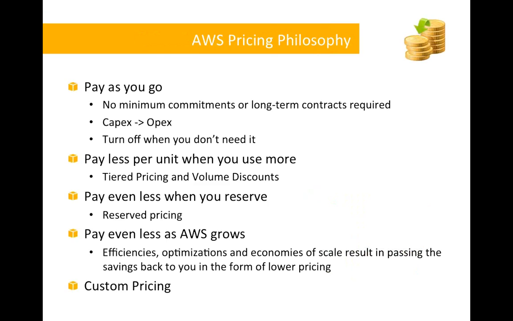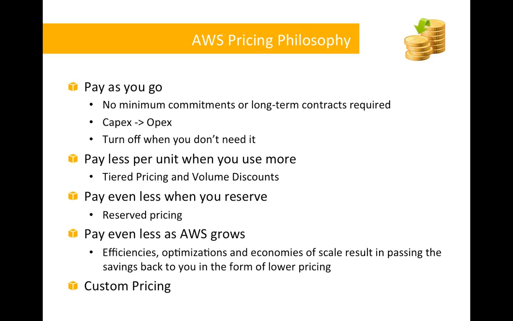From a pricing philosophy as well in AWS, remember that our philosophy is pay as you go. So there's no minimum commitments or long-term contracts, and we turn CapEx expenditure into OpEx. So you can turn off your resources when you don't need them. That's very, very powerful. You pay less per unit when you use more. So this is the volume and tiered pricing we talked about. And when you use reserved instances, you pay even less.